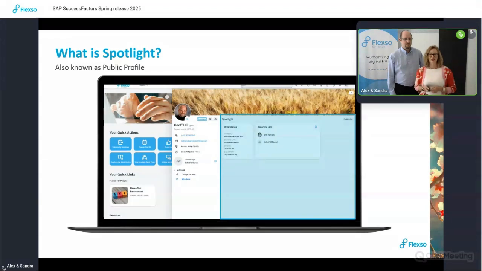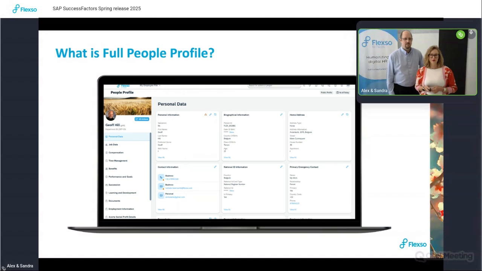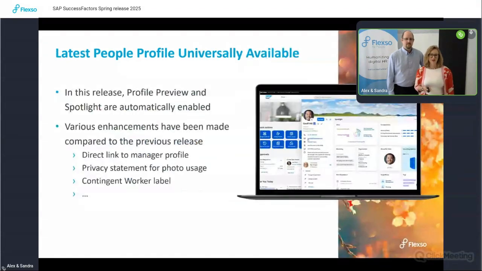And if we click then on the little button on the right next to the spotlight button, then the full people profile is opened, which is the latest version of the people profile from SuccessFactors. So there we can see all our personal information cards and also everything employment related, of course. So why this is important is because the latest people profile is already universally available. Which means in this release, the profile preview, so the first screen we saw, and the spotlight are automatically enabled. So as of Friday, also in your production system.